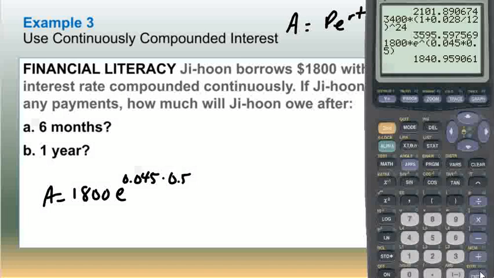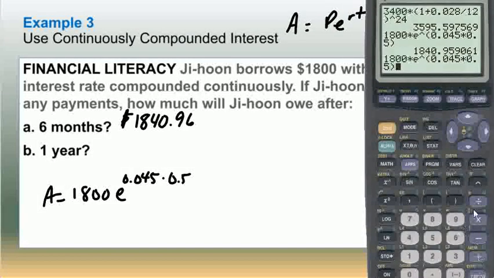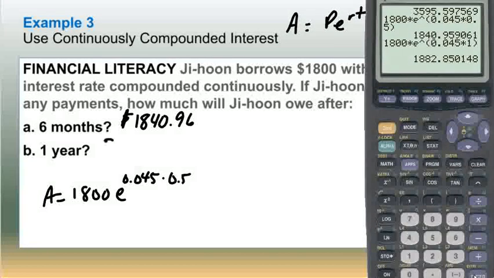gives us 1,840.96, so $1,840.96. For 1 year, go back to my calculator, second, enter. We'll make this a 1. Hit enter, and we get $1,882.85.